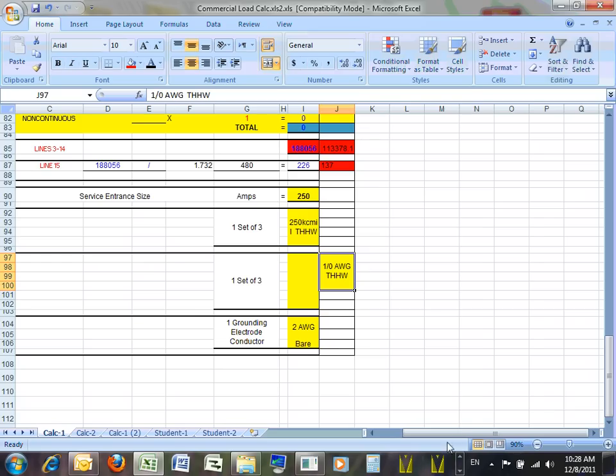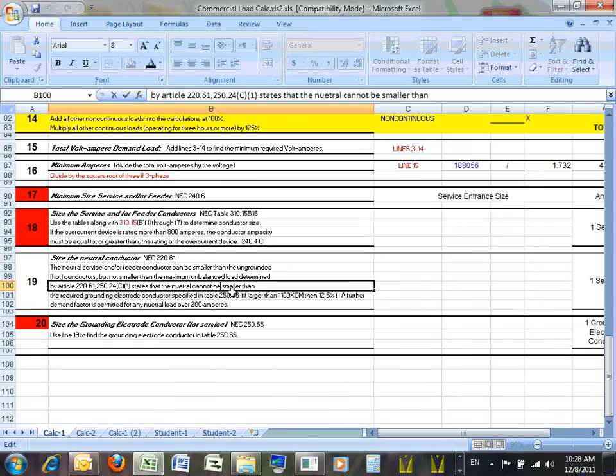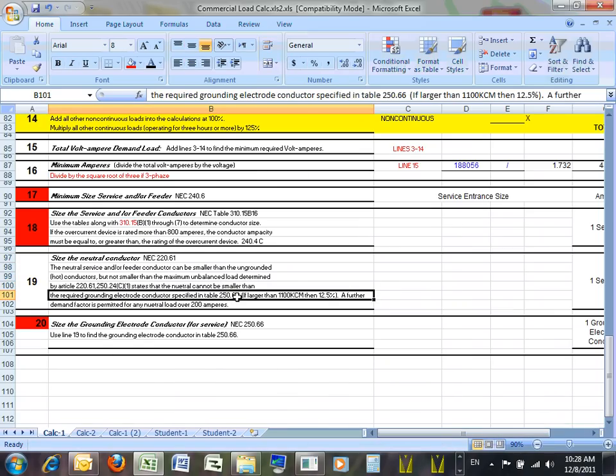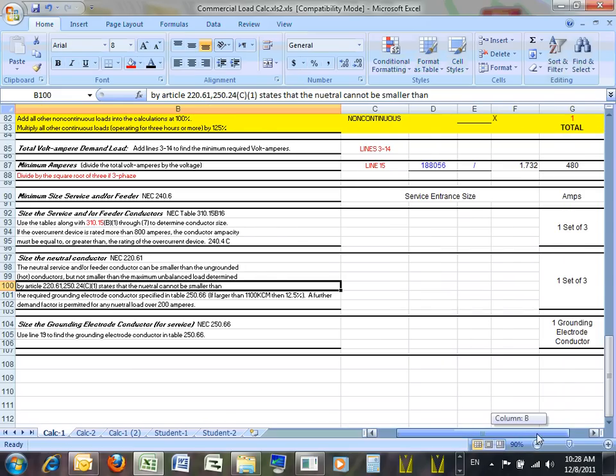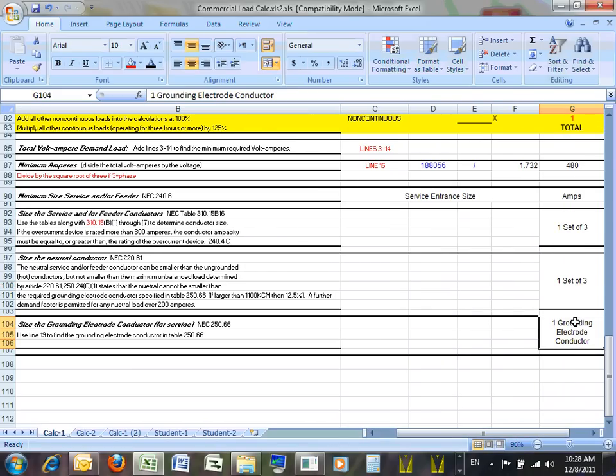Okay, so that's also in the rule that you guys have here. If you read this one, it says the neutral conductor shall not be less than the main bonding jumper. The main bonding jumper, guys, in my case, is number two, because the main bonding jumper and the grounding electrode conductor are identical until you start hitting 1100 kcmil. Up to 1100 kcmil, they're identical.